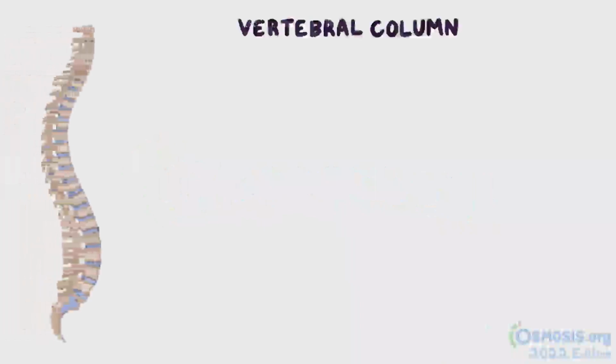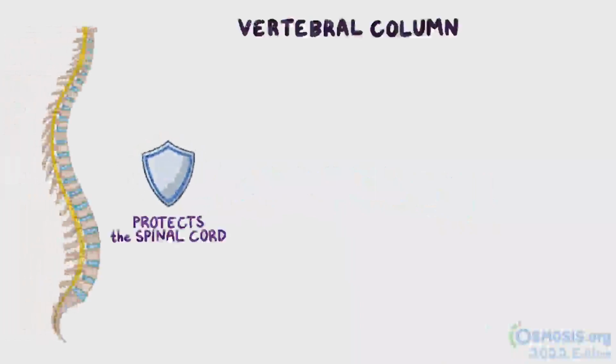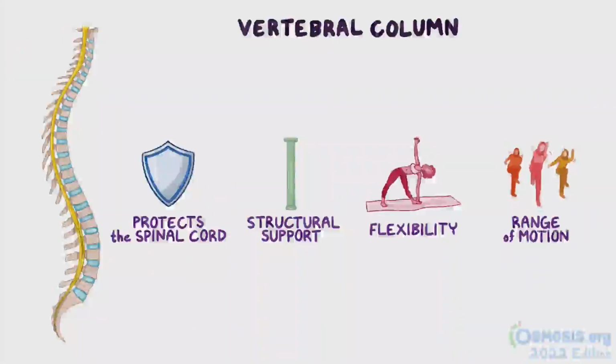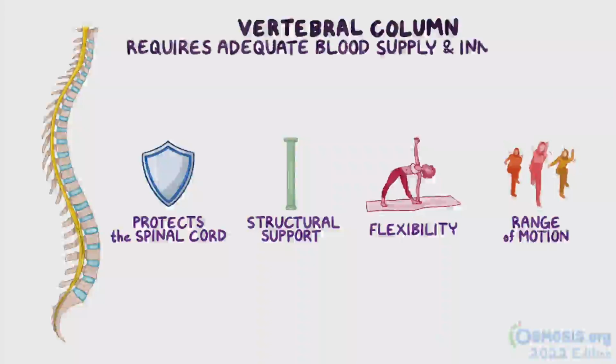The vertebral column is important for protecting the spinal cord, as well as providing structural support, flexibility, and range of motion to our bodies. To maintain all of these important functions, our vertebral column requires an adequate blood supply and innervation.